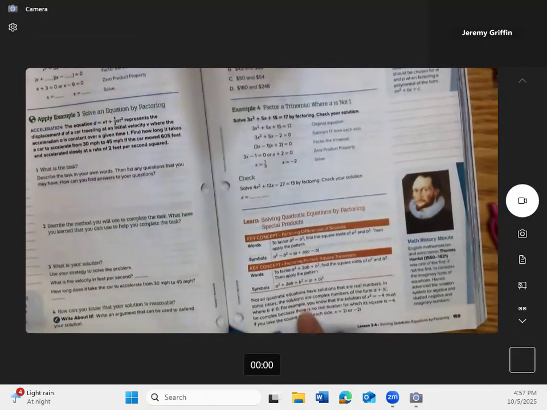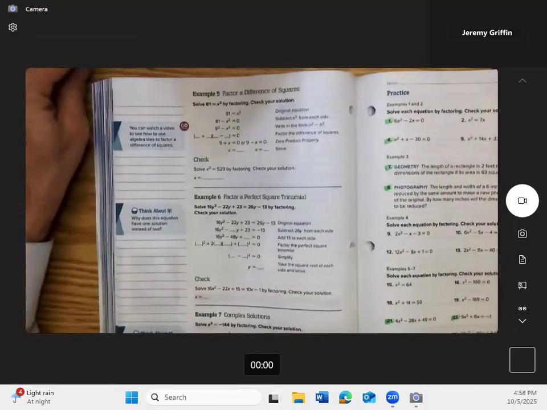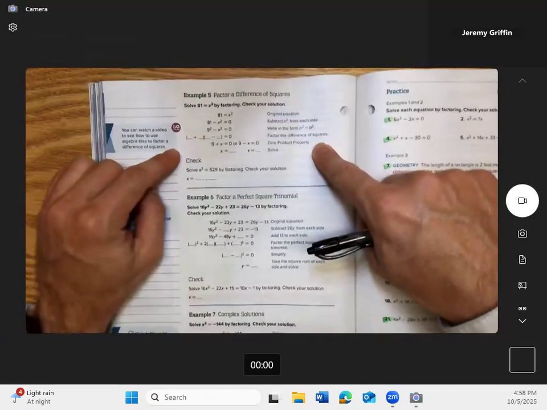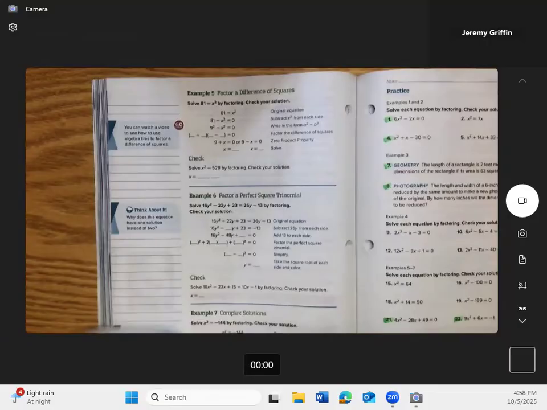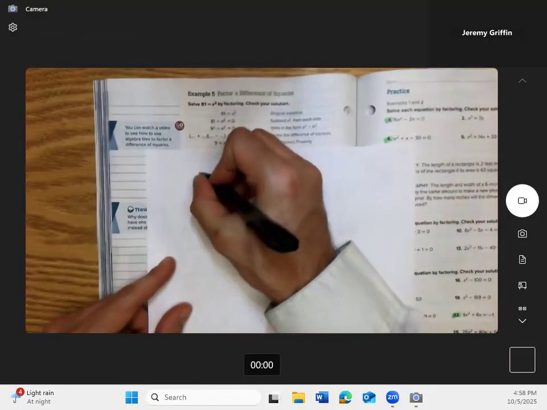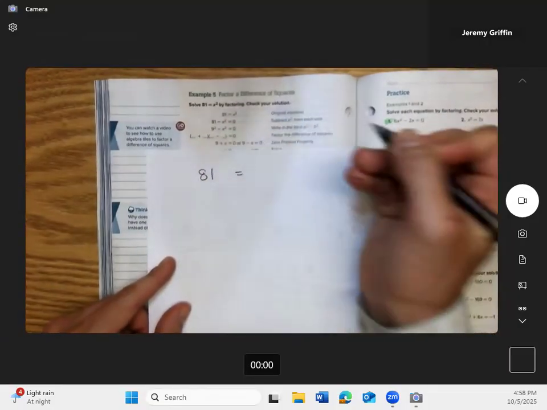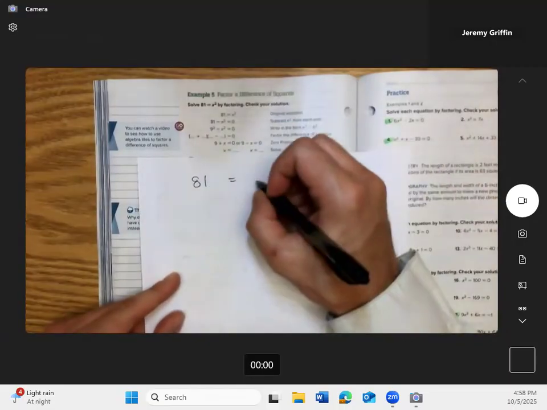Okay, we're talking a little bit about imaginary down here. Let's see if they bring in the imaginary. Okay, this looks like it's gonna be imaginary, just looking at it. Okay, so let's try this out. So we've got 81. Oh wait, never mind. What am I thinking? Scratch that. All right, 81 equals x squared.